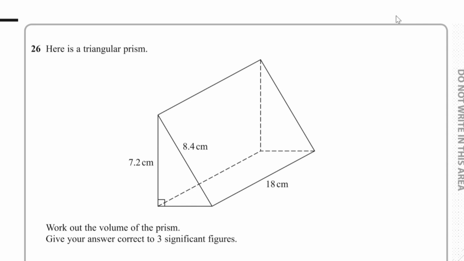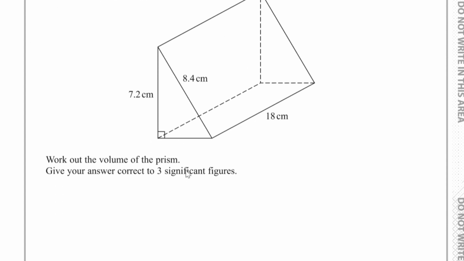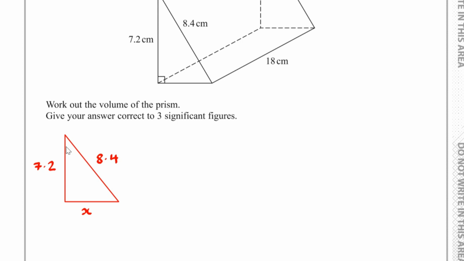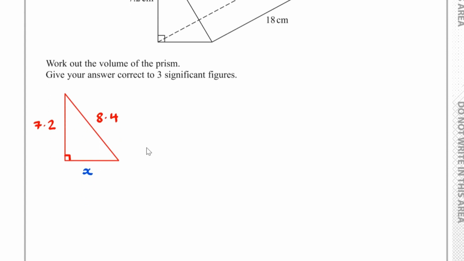Question number 26. Here is a triangular prism. We've got 7.2 centimeters, 8.4 centimeters, and we've got 18 centimeters here for some of the dimensions, and we have to work out the volume of the prism to 3 significant figures. Well, what we'll do to begin with is we'll concentrate on this right-angled triangle. So I've got this right-angled triangle, but the problem is I don't know the base length, which is x, and I can find out what x is using Pythagoras.